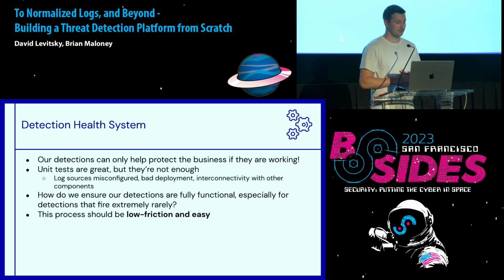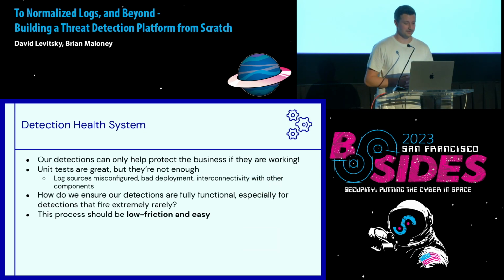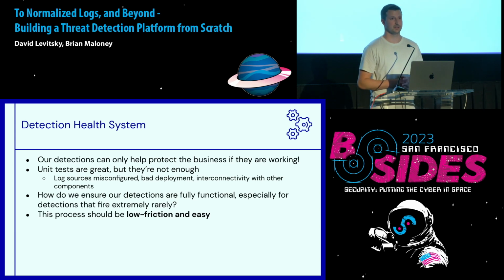On the detection health system, I think I got a little bit ahead of myself here, but essentially your detections can only help protect the business if they're actually functioning and working. Unit tests are great. When people talk about detections as code, there's a lot of talk about unit tests, which is fantastic, but they're not necessarily enough. To go from a raw log to a response action, with all the steps in between, there are a ton of interconnected components. You can have bugs, you can have bad deployments, something can be failing along the line that you might not have monitoring for, or might not have thought to build monitoring for. So we really needed some sort of fully functional end-to-end integration test.